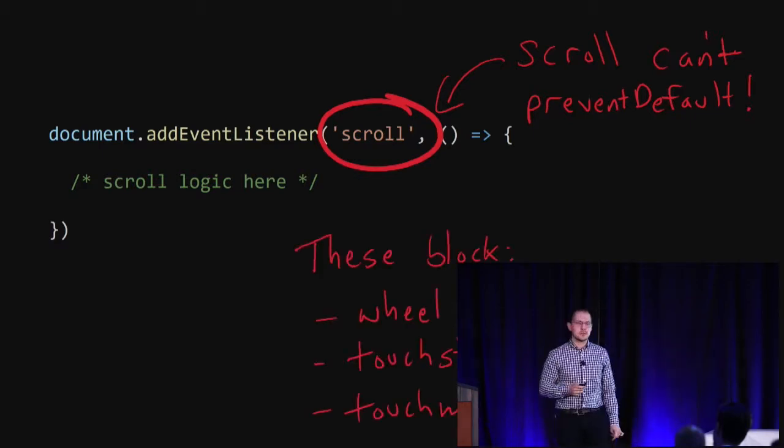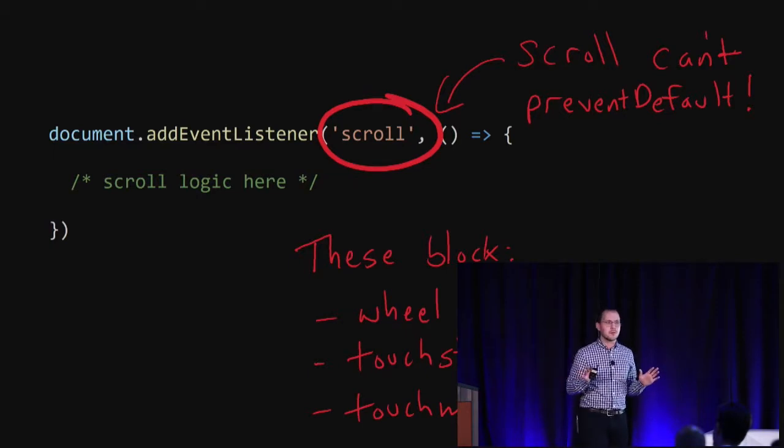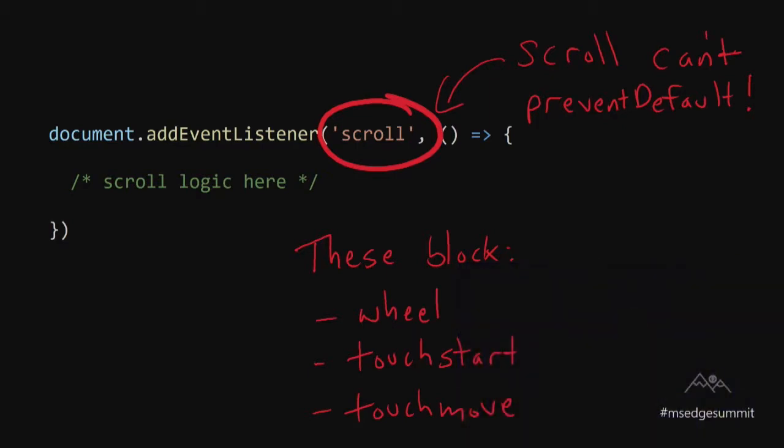The thing to keep in mind is that there's really only three events you need to watch out for that can block scrolling. There's wheel, which I already mentioned. Then there's also touchstart and touchmove. So be very suspicious of these events when you see them in your code. Scroll is fine, but wheel, touchstart, and touchmove, be suspicious of those ones.